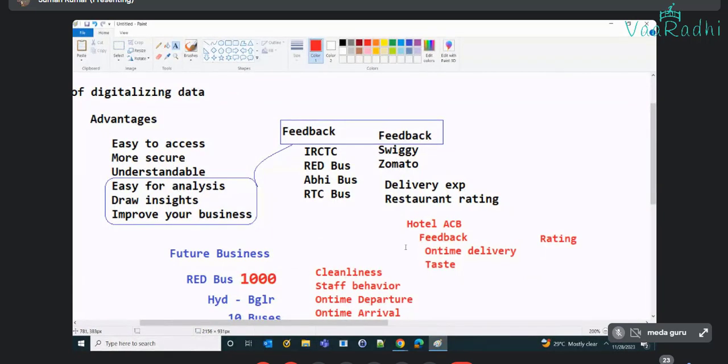Remember, guys, how are they able to achieve this? They are maintaining this data in digital form.